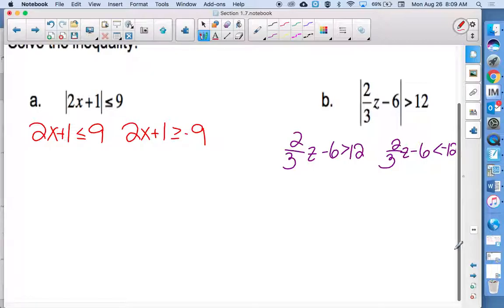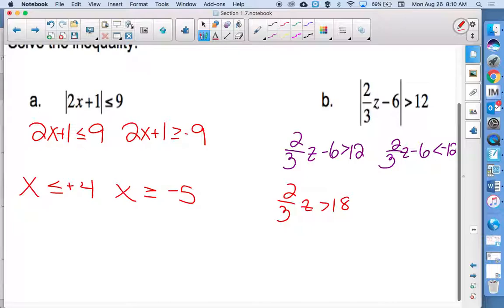Anybody have the first two answers for A? Peter, what do you have? X is less than positive 4. Yeah. And then the second one, we have 2/3 z greater than 18.